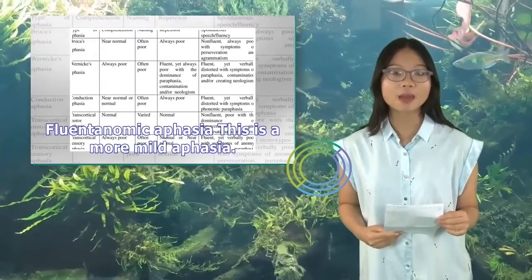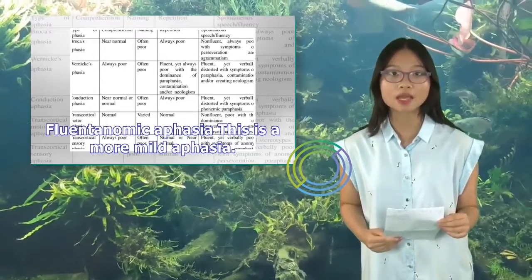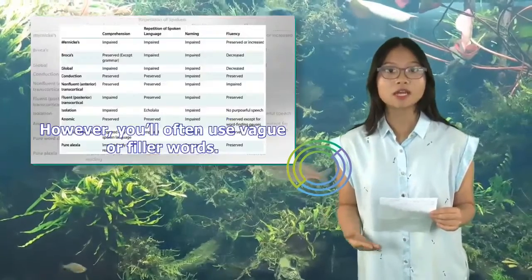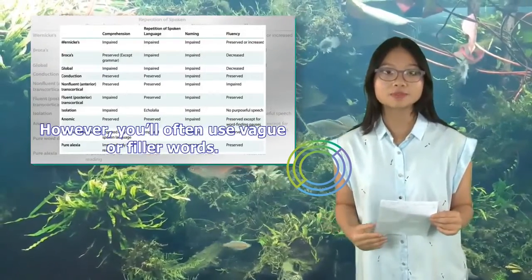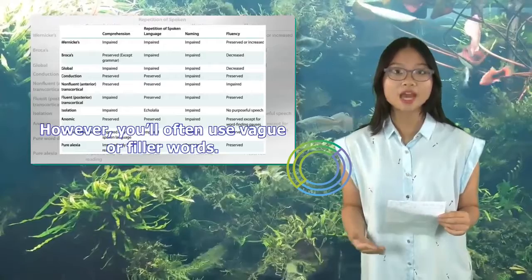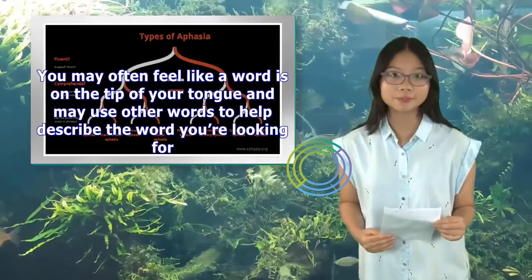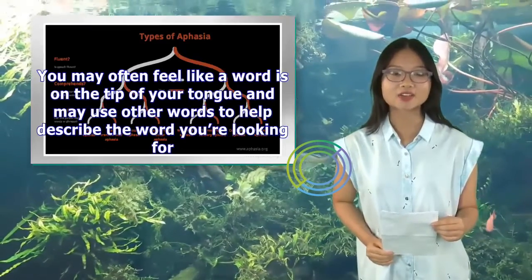Fluent anomic aphasia. This is a more mild aphasia. Your speech is fluent and you can understand others. However, you'll often use vague or filler words. You may often feel like a word is on the tip of your tongue and may use other words to help describe the word you're looking for.